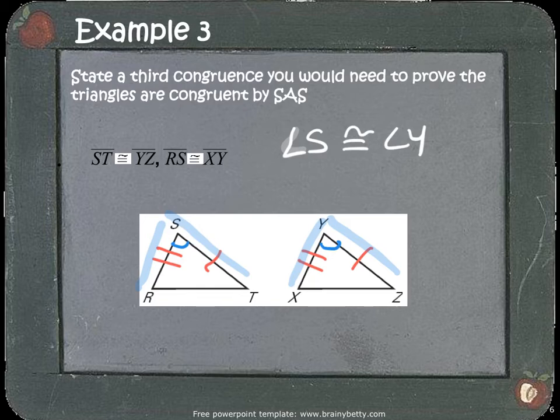Now, if the instruction said, state a third congruence to prove the triangles congruent by side, side, side, then we would have added tick marks to this side to show it matched here. That's going to be another shortcut that's coming up. We're going to learn later on about side, side, side. And the last slide is a proof. It's going to be a short proof, 4 steps.